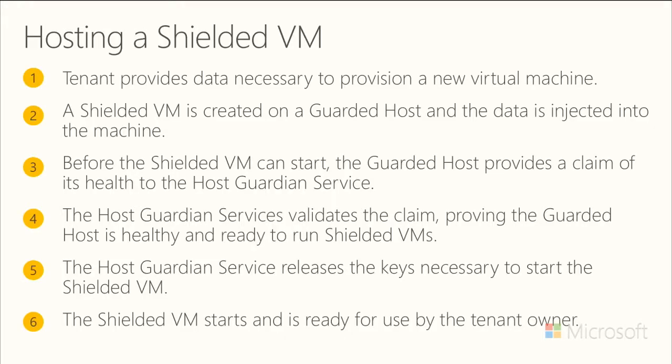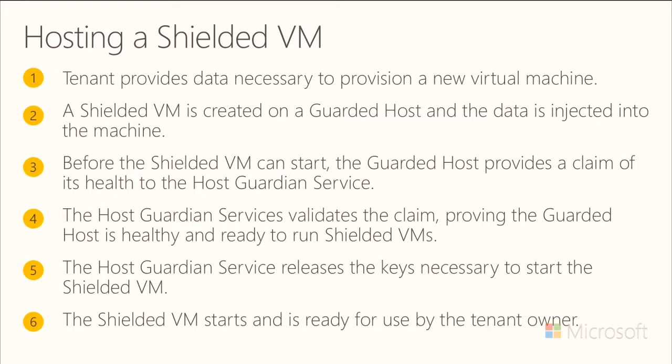The tenant first provides data necessary to provision a shielded virtual machine. This is referred to as shielding data, and we'll show you how to create that in a second, and we'll also show you what it actually contains and why it exists. So a shielded VM is then created on a guarded host, and this shielding data is injected into the virtual machine. It contains certain stuff that you think is probably important, like a password, or an RDP certificate to mutually authenticate a connection to a shielded virtual machine. But it can also contain things like an unattend file or other arbitrary files that you wish to securely install onto the virtual machine once it's been provisioned.